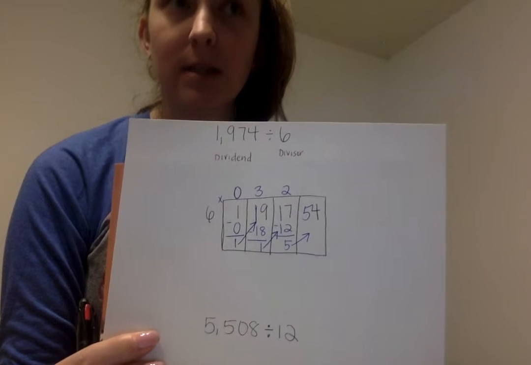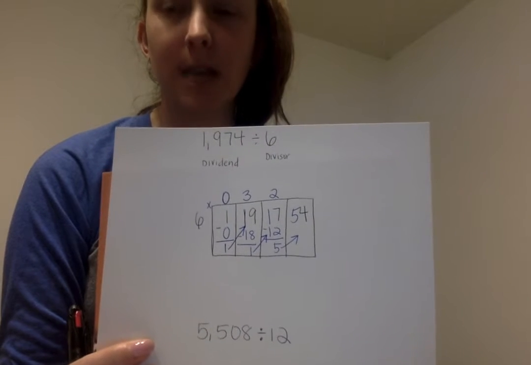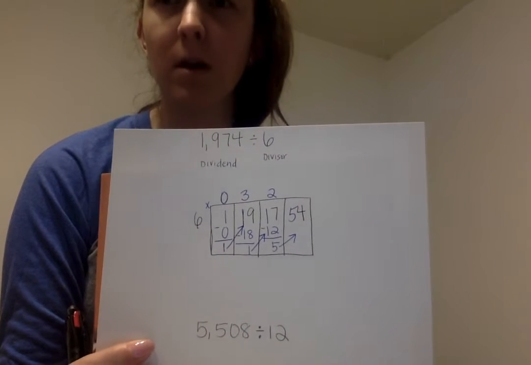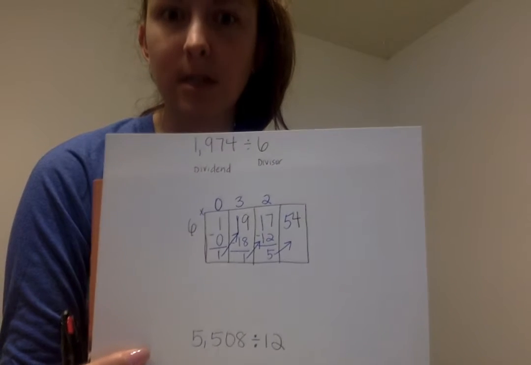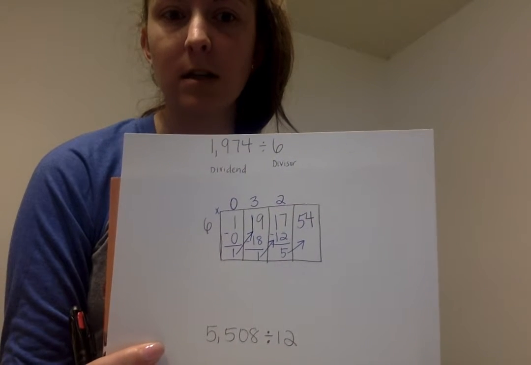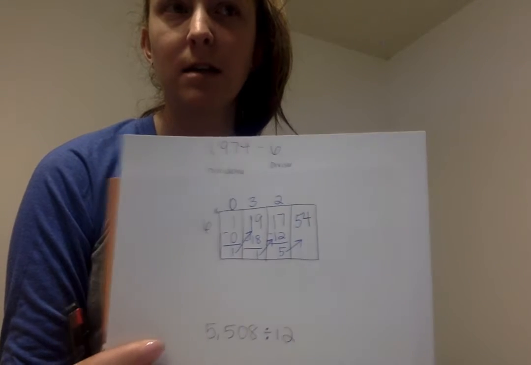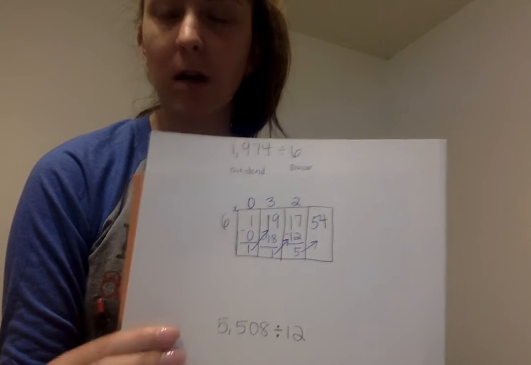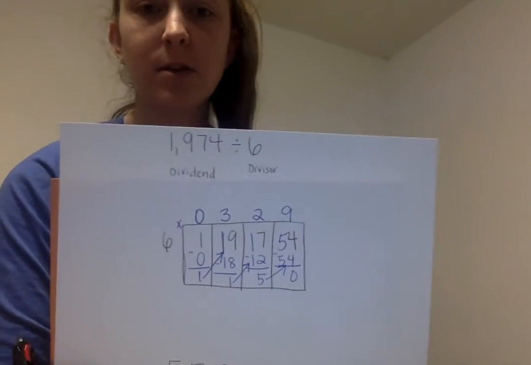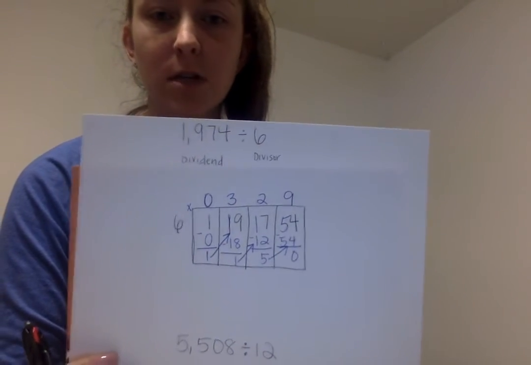6 times 1 is 6, 6 times 2 is 12, 6 times 3 is 18, 6 times 4 is 24, 6 times 5 is 30, 6 times 6 is 36, 6 times 7 is 42, 6 times 8 is 48, 6 times 9 is 54, so it can go in there 9 times. And I know that that's 54, so I can subtract. So my answer to that problem is 329.